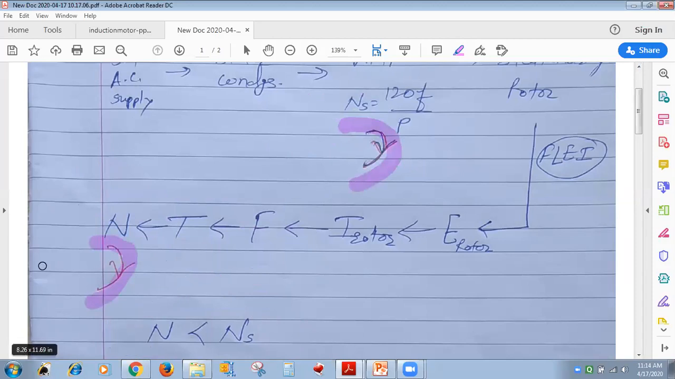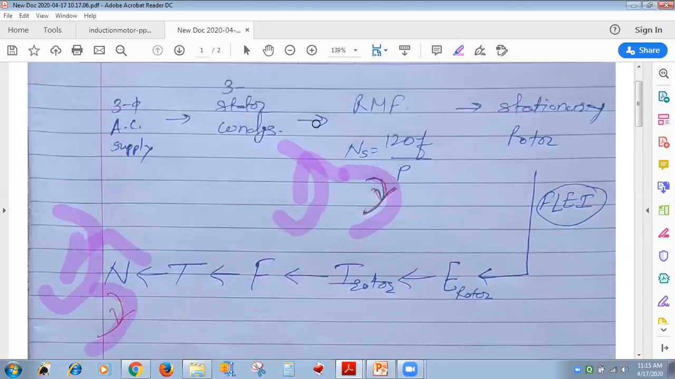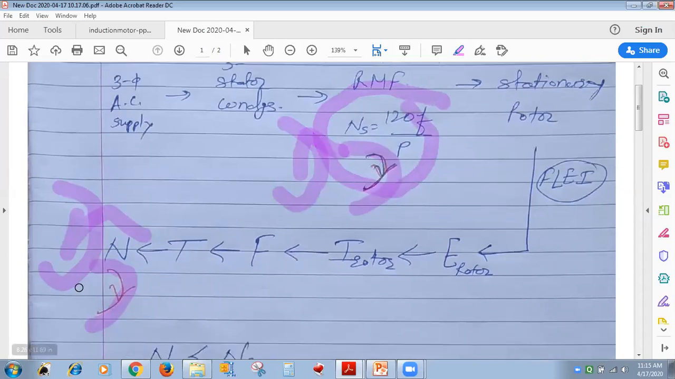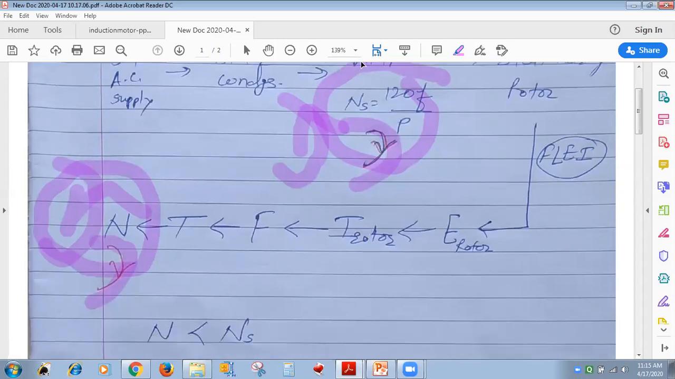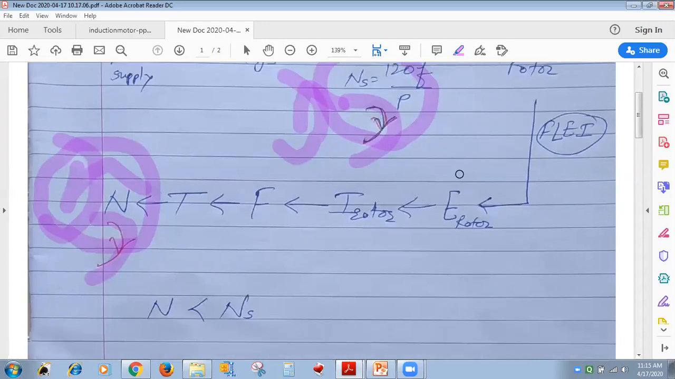Now I want to reverse N, which means you have to reverse Ns. How can we reverse Ns? Just now we have seen R to R, Y to Y and B to B connected. If you swap any two terminals, the direction of rotation of Ns will change, and the direction of rotation of the rotor also will change. Ns is equal to 120 f by P, and the speed of the rotor is denoted as N. Clear to all of you?